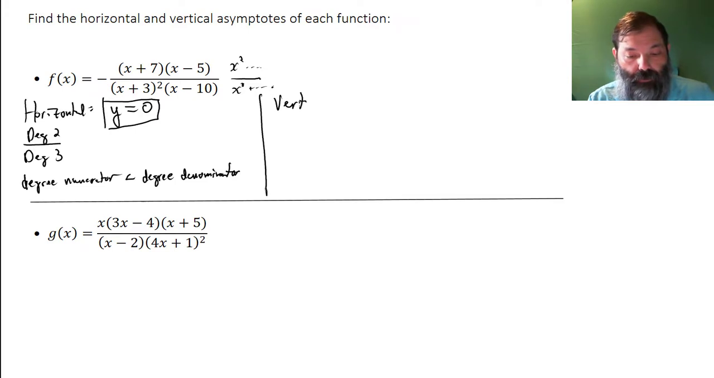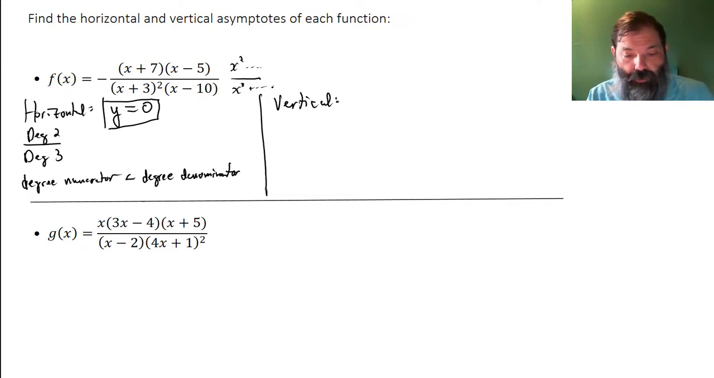Vertical. All right, so here we tend to focus mostly on the denominator. Now we have to make sure that there's no common factors between the numerator and the denominator. If there were, that would give us a hole, or what we call more formally a removable discontinuity. Here there are no common factors between the numerator and denominator.